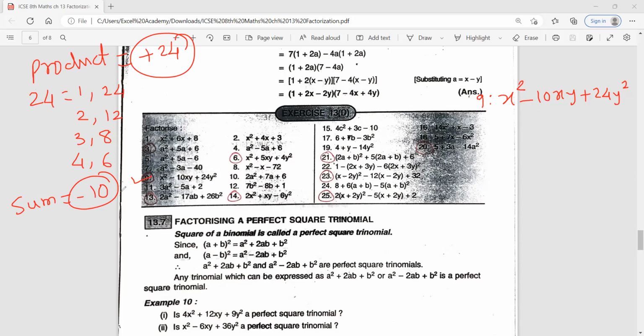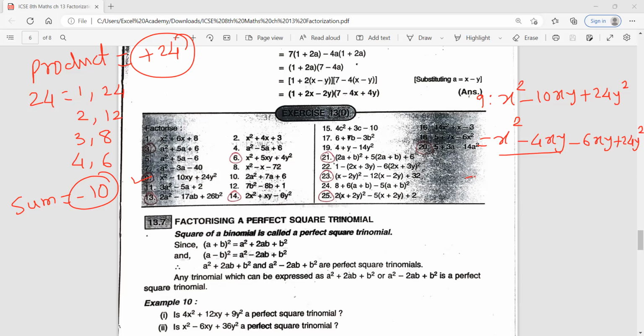Nahi, both are minus because the product is positive and sum is negative. Remember, product positive आहे म्हणजे एकतर दोन्ही पॉझिटिव्ह पाहिजेत नाहीतर दोन्ही निगेटिव्ह पाहिजेत. पण सम काय आहे? नेगेटिव्ह आहे म्हणजे दोन्ही काय पाहिजेत? नेगेटिव्ह पाहिजेत. So you will get x square minus 4xy. Don't forget xy. Minus 6xy plus 24y square.